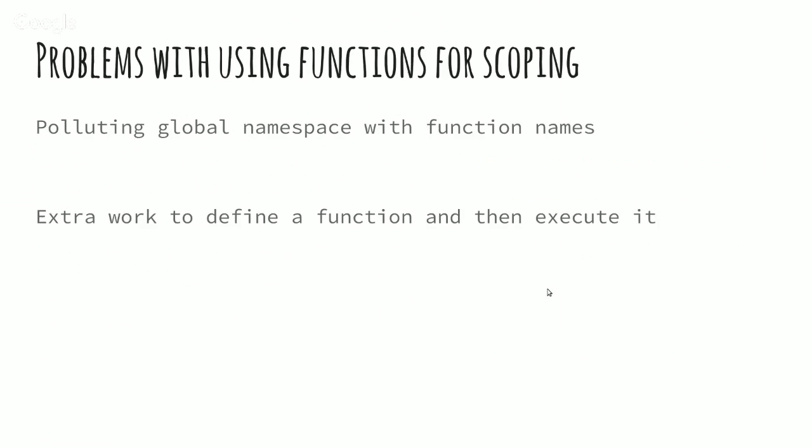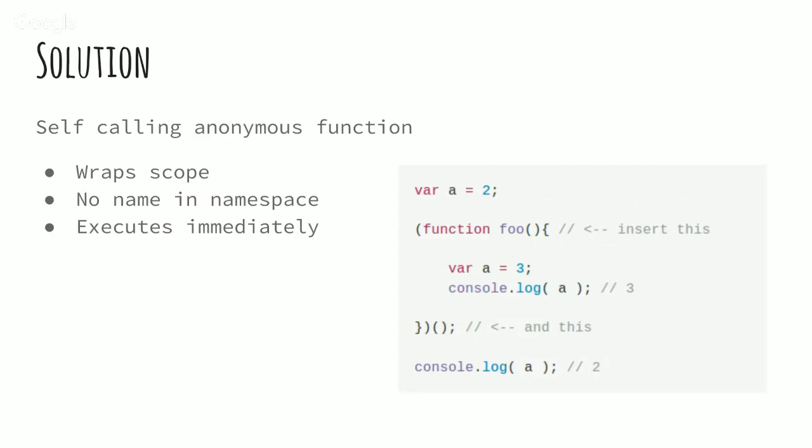The other problem with using functions for scoping is that when you wrap your code inside of a function, after you've defined it, you then have to take that extra step of executing it, because the function doesn't execute itself. Unless you have a self-calling function, which we talked about last week. Those are IIFEs. This is going to evolve into IIFEs here in a minute.